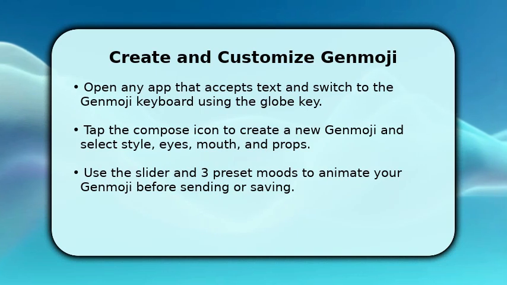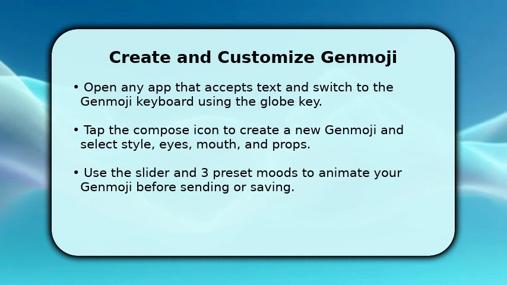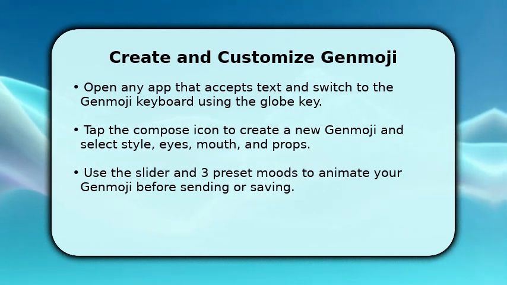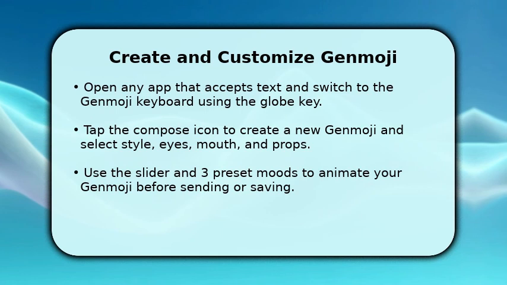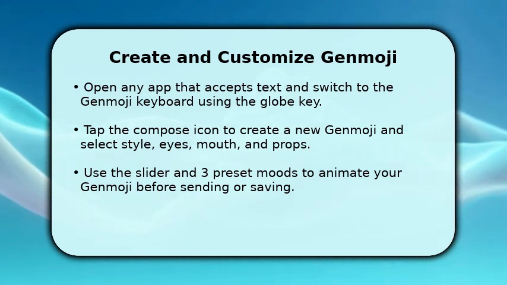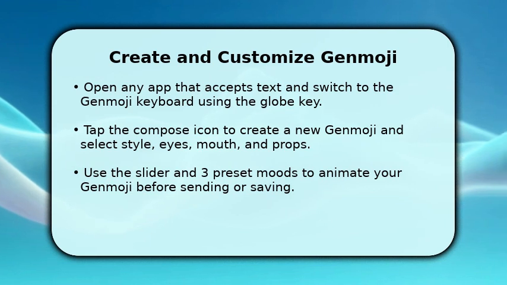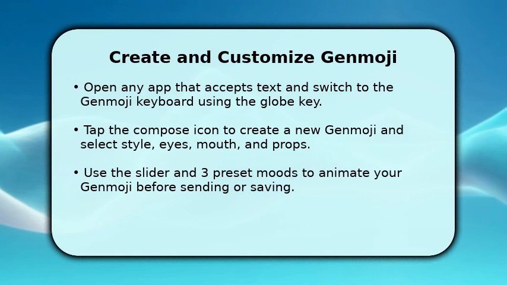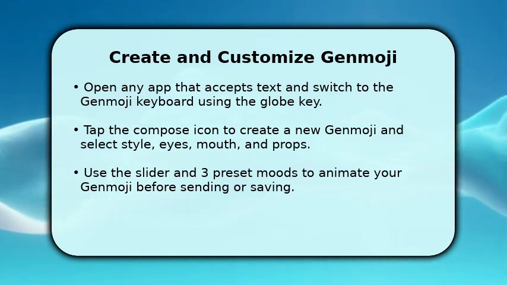Open any app that accepts text and switch to the Genmoji keyboard using the globe key. Tap the Compose icon to start a new Genmoji and choose a base face style. Select eyes, mouth, hair, and accessories from the Categorize tabs to customize appearance quickly. Use the color picker for skin and hair colors to match your preference precisely.